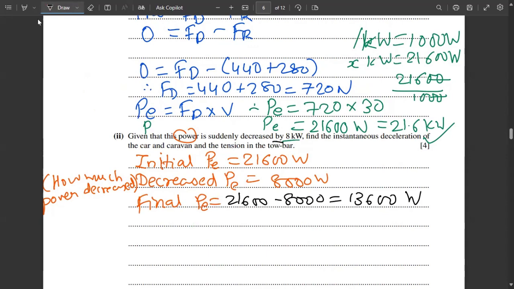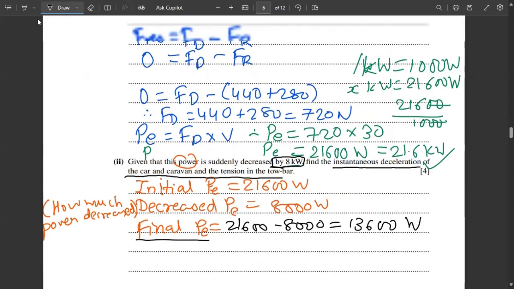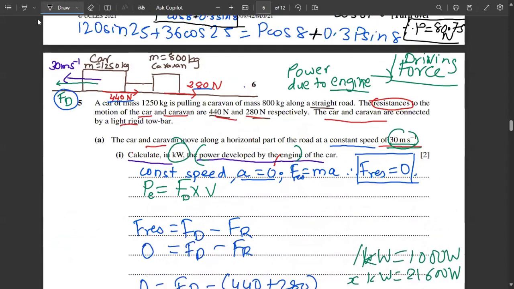Now, realize that they have written decreased by 8 kilowatt. It was not written decreased to 8 kilowatt. That would mean the final power would be 8,000 watt or 8 kilowatt. But it is decreased by. So English really matters here. Find the instantaneous deceleration of the car and the caravan and the tension in the tow bar. Okay. So let's label tension here. Tension will be inwards. This is the tension.